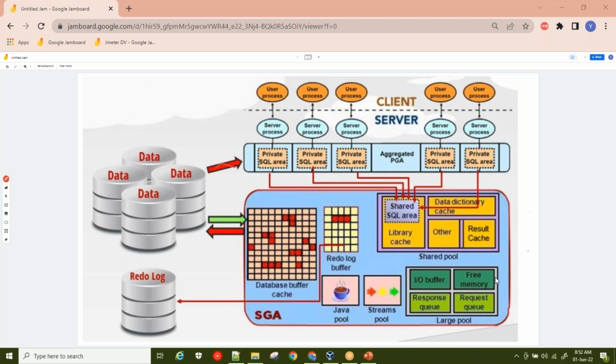So this PGA or SGA are all a part of cache memory. So this will be allocated in the RAM memory, right? Correct, yes, it will be inside the RAM.